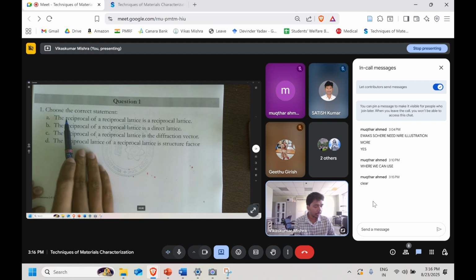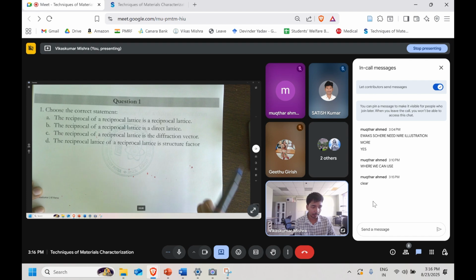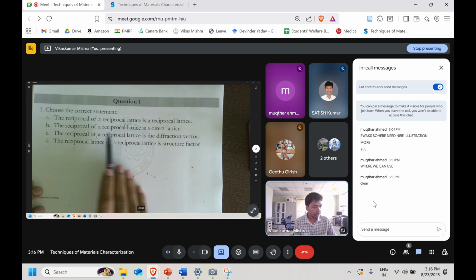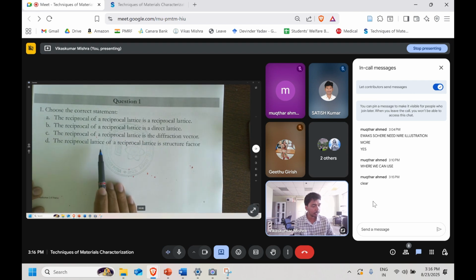The first one: the reciprocal of the reciprocal lattice is a reciprocal lattice. The reciprocal of the reciprocal lattice is a direct lattice. The reciprocal of the reciprocal lattice is a diffraction vector. The reciprocal lattice of the reciprocal lattice is a structure factor. It's very confusing, but the question is very easy. What do you think? What will be the right answer?